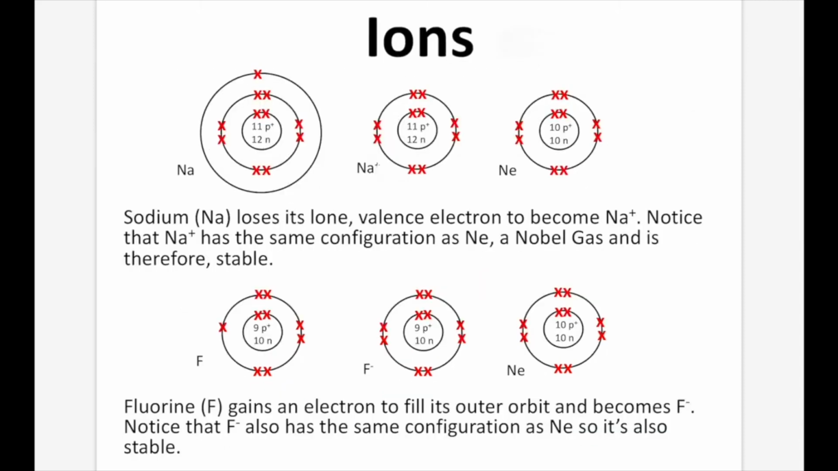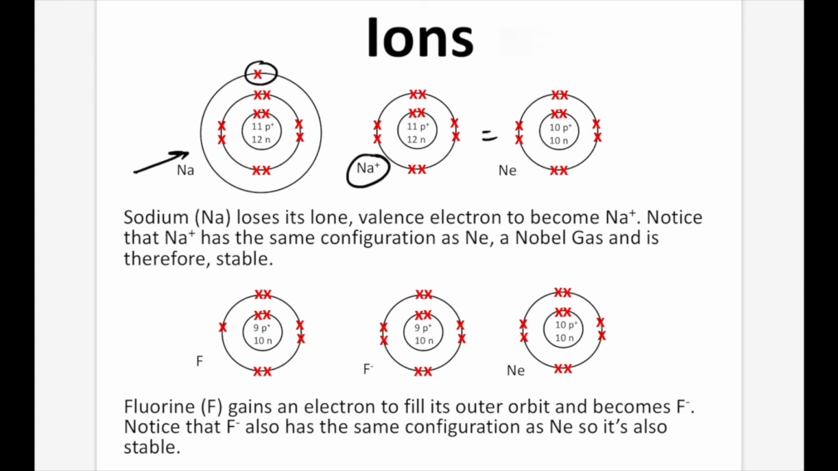So let's look at a few examples. So sodium is drawn here. That's the Bohr-Rutherford diagram for sodium. You can see it has one electron in its outer orbit. This sodium is going to lose its one valence electron and become Na+, like we see right there. Notice that Na+ has the same configuration as the neon. So you can see that these two guys have the same electron configuration. Neon is a noble gas, and that's the state that sodium wants to get to.